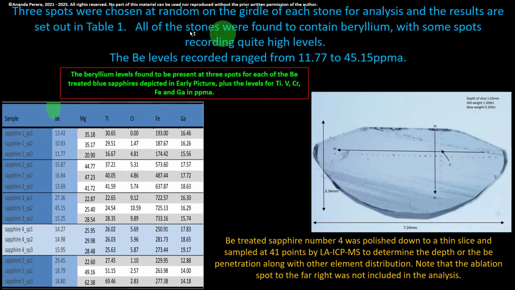All of the stones were found to contain beryllium, with some spots recording quite high levels. The beryllium levels recorded range from 11.77 to 45.15 ppma. ppma means parts per million atoms.